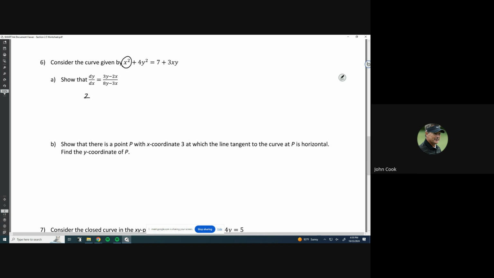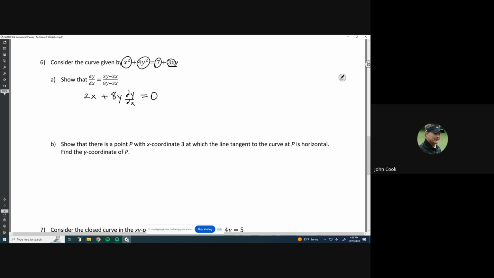That's going to be 2x. That's an easy one. That'll be 8y. But then remember, we've got to write dy/dx when we take the derivative of the y part. Derivative of 7 is just 0. And then that's an x and a y multiplying, so we've got to use product rule for this.